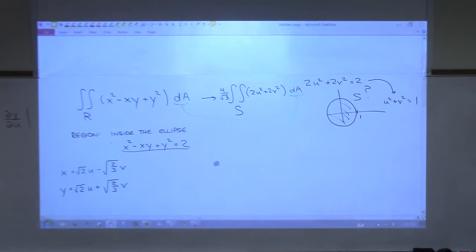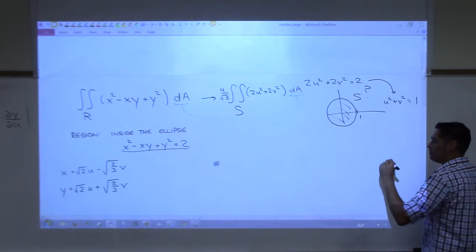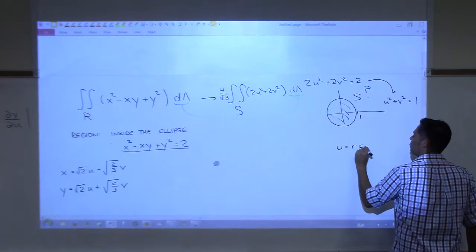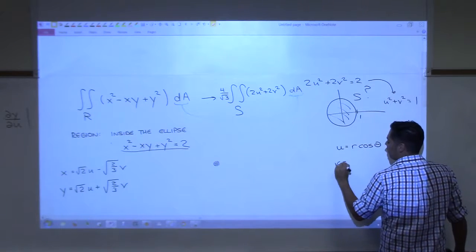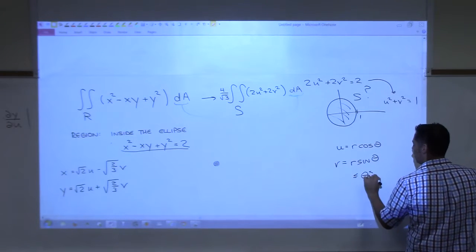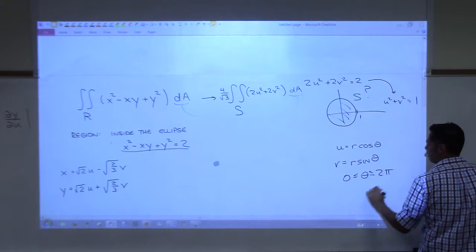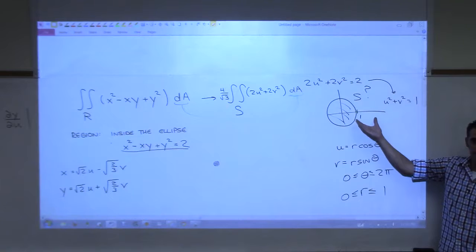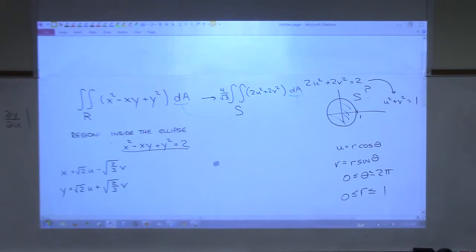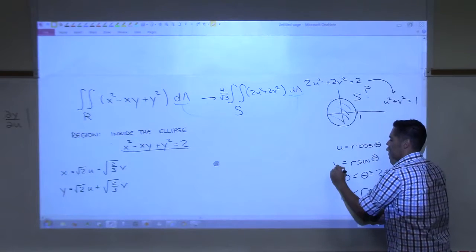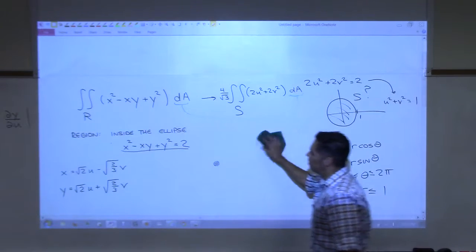Polar conversion. I'm going to replace u with r cosine theta and v with r sine theta. If I do that, theta is stuck between 0 and 2 pi, and r is stuck between 0 and 1, because this is a unit circle, right? Anywhere I see a u, I replace it with r cosine theta. Anywhere I see a v, I replace it with r sine theta. Let me go back to this integral.